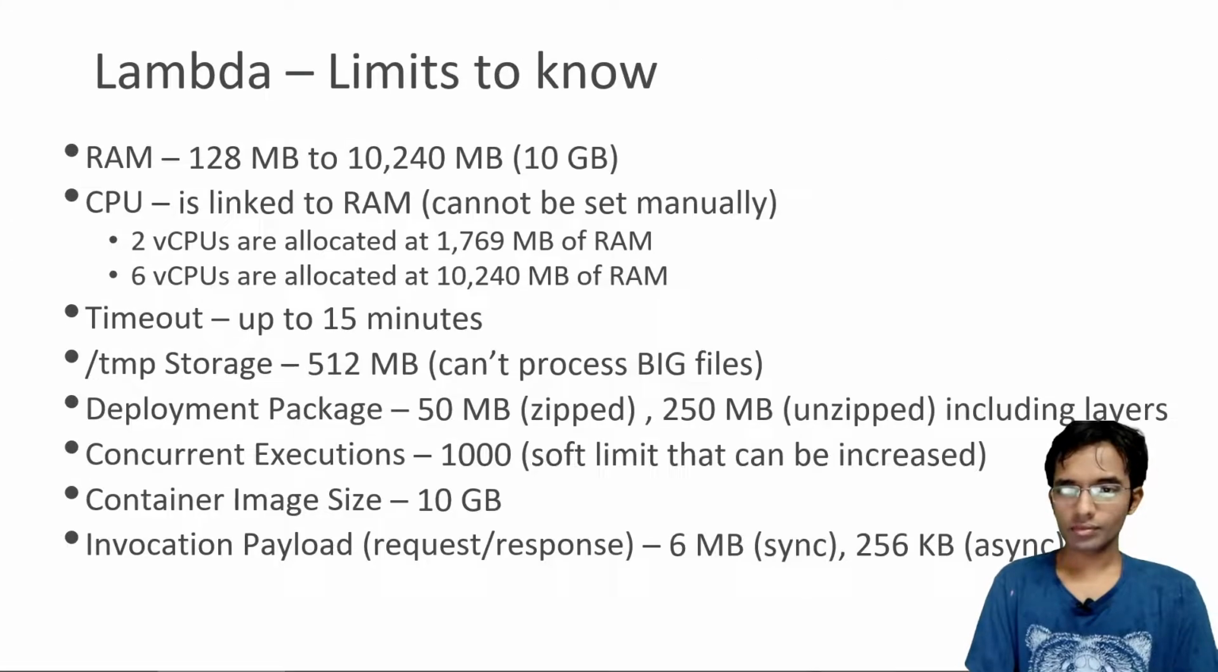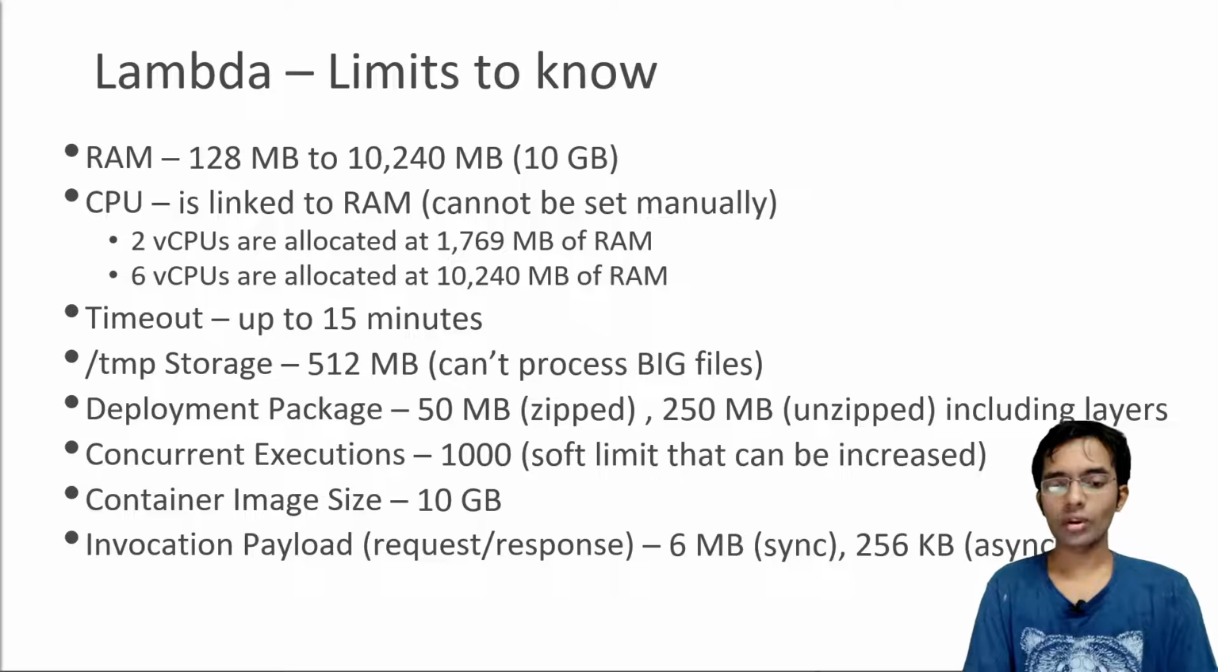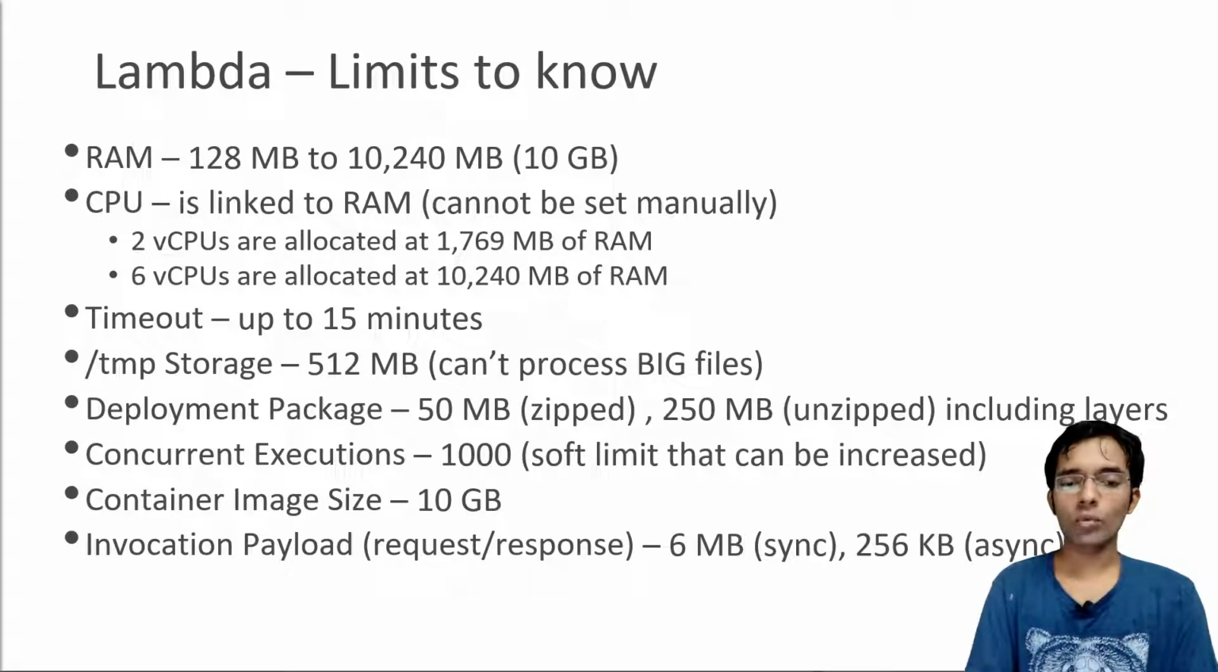Now for limits to know on Lambda, the RAM can go from 128 megabytes up to 10 gigabytes. The CPU is linked to RAM: the more RAM you get, the more CPU you have. You have two virtual CPUs at around 1769 megabytes of RAM, and 6 virtual CPUs when you have 10 gigabytes of RAM. So this increases simultaneously.